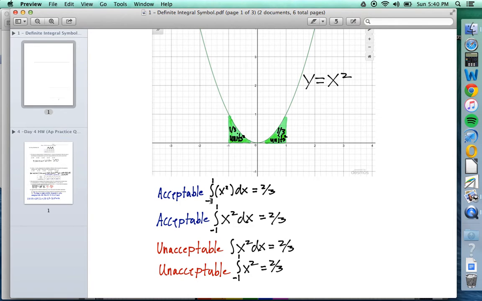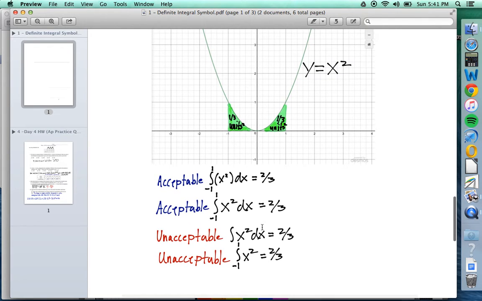So it would be acceptable to say the integral from -1 to 1 of x squared, where x squared is in parentheses, dx equals 2/3. That's fine. For this particular function, you do not need to put the parentheses, so you can say -1 to 1 x squared dx equals 2/3, and that's fine.